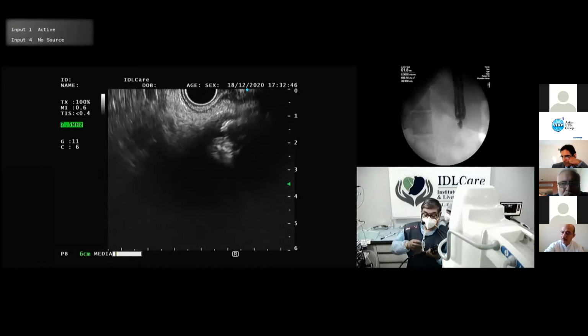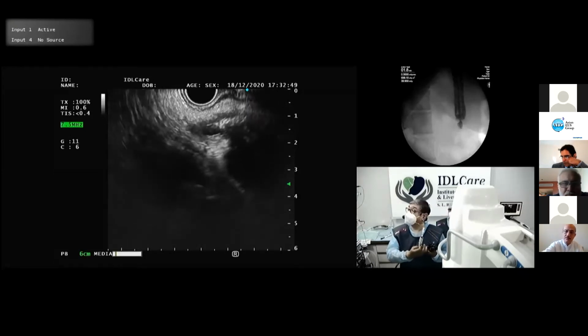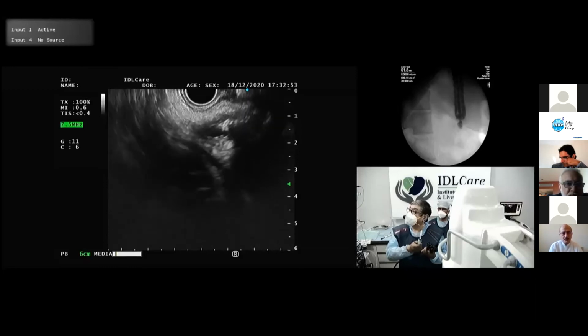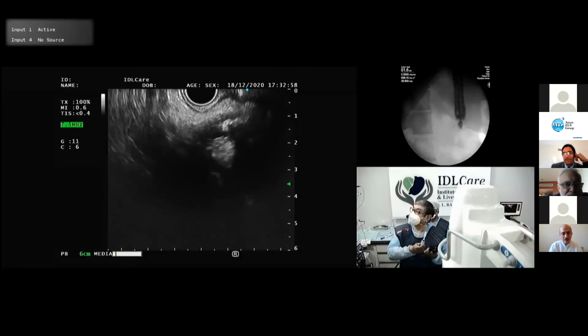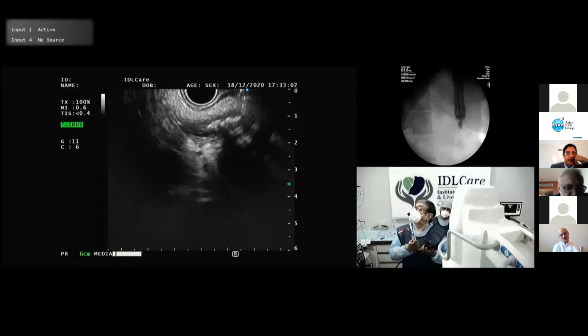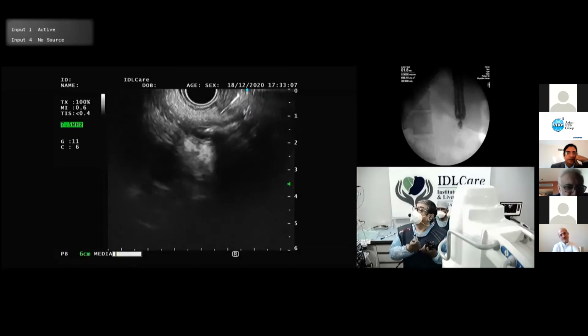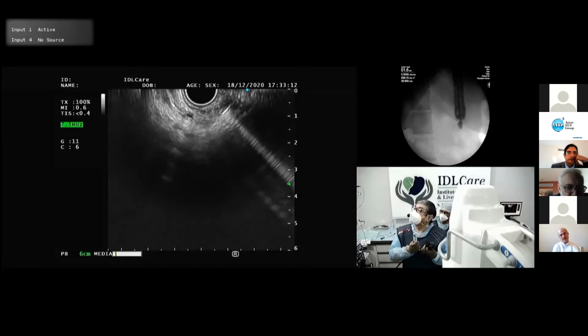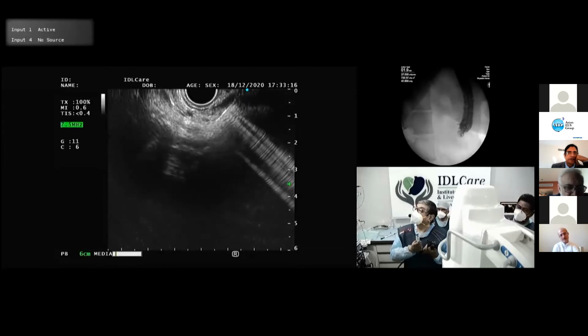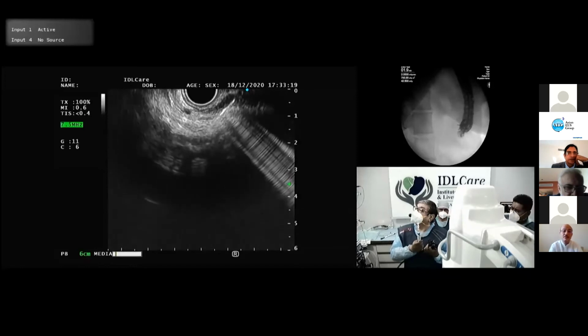Okay, one last try. We should also know when to give up. Absolutely. That's the most important step for an endoscopist. Now you see the duct. All of you are seeing the duct which I am aiming. Looks like we are in somewhere. This went better than the earlier needle, but I don't know where we are.